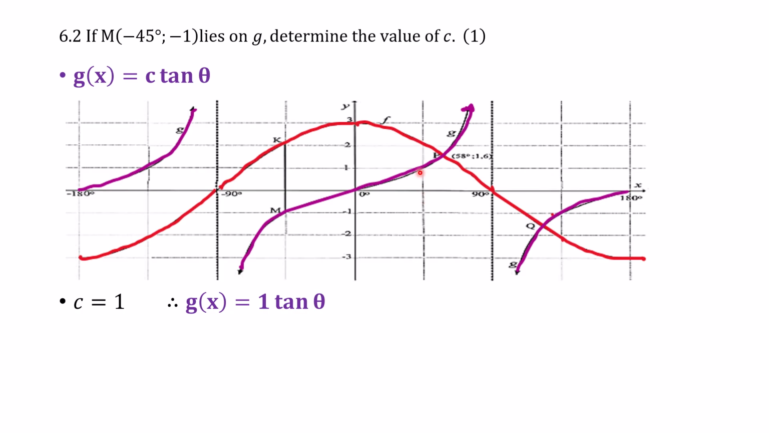So there tan 45 is 1, tan negative 45 is negative 1. c is 1. Right, so I hope you understand how I found that c value.